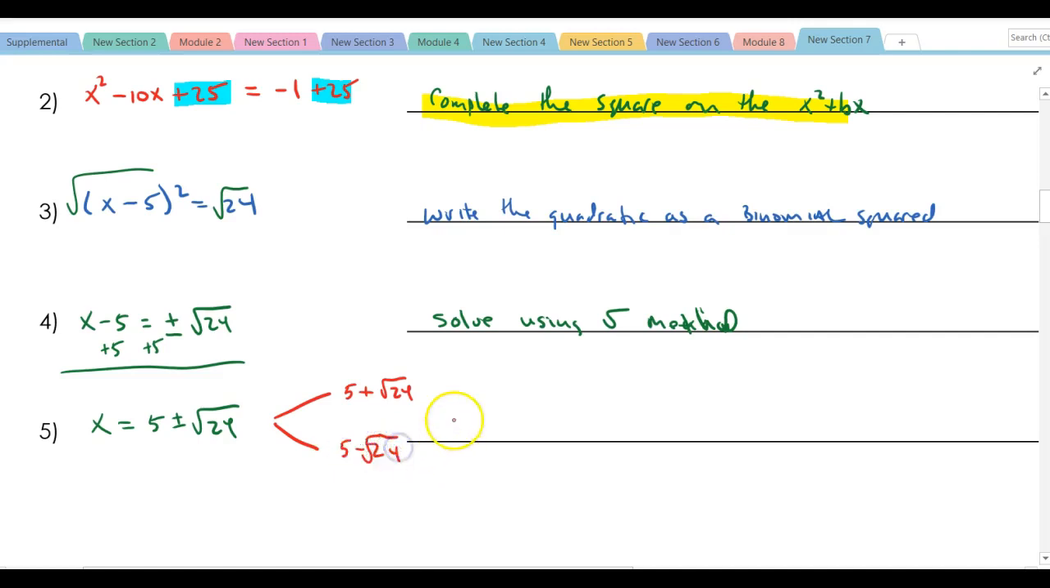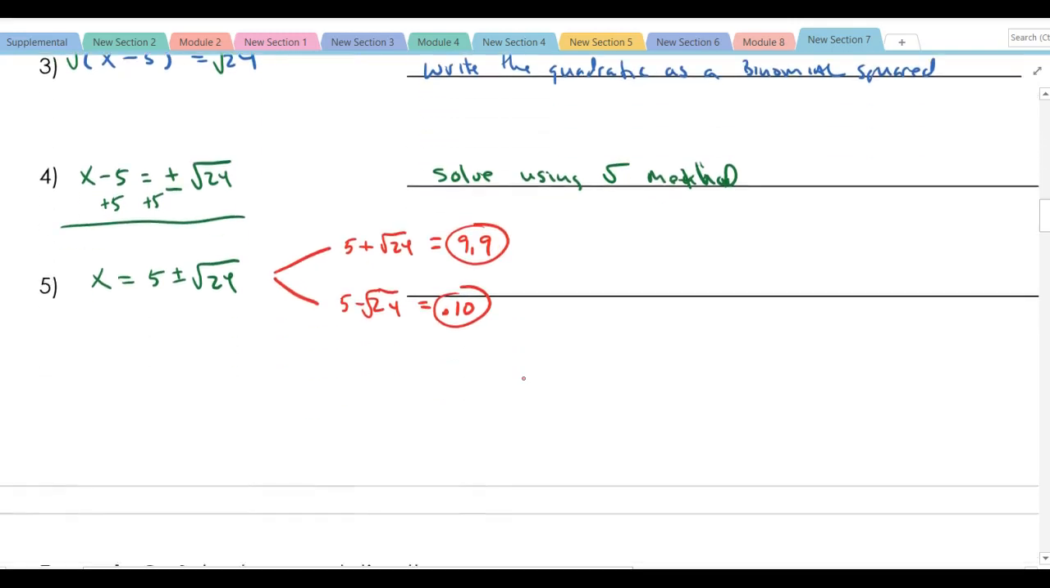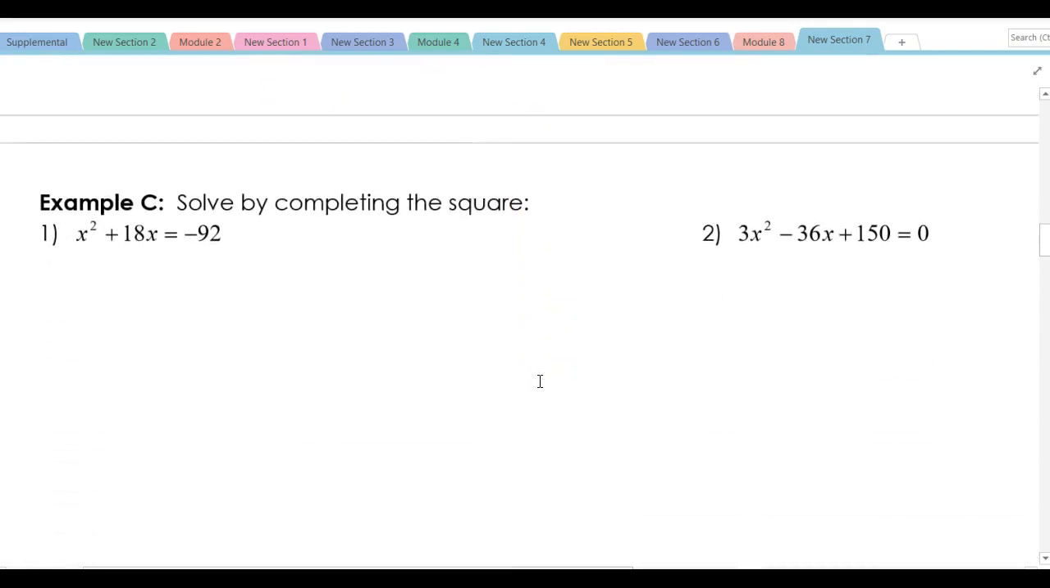And if I go to my calculator and calculate this, for the first one, I get 5 plus root 24, which is 9.9, and then 5 minus root 24, 0.101. Okay, so let's look at a couple others.